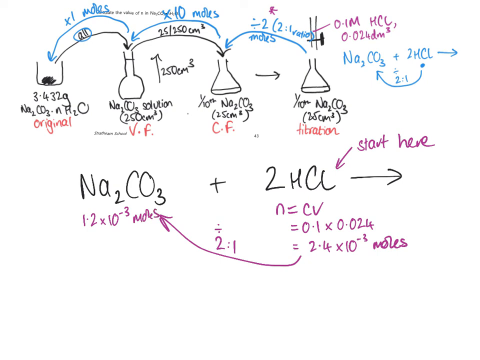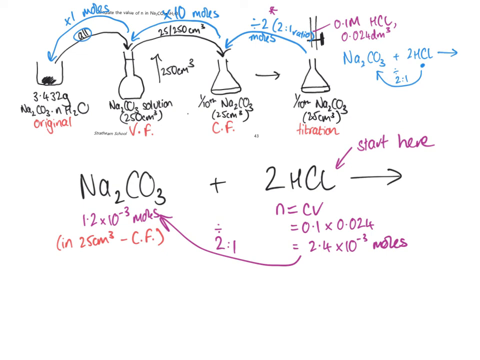And that is, if you want to maybe write in red, that's in your 25 centimetre cubed sample in the conical flask. So even if you write CF for conical flask. So I know I have 1.2 times 10 to the minus 3 moles in the conical flask. At that point, you could work out your concentration, but here we're more interested in moles because we're then going to convert to mass.